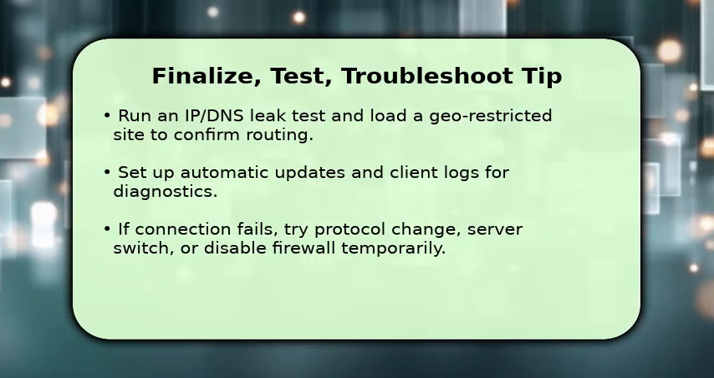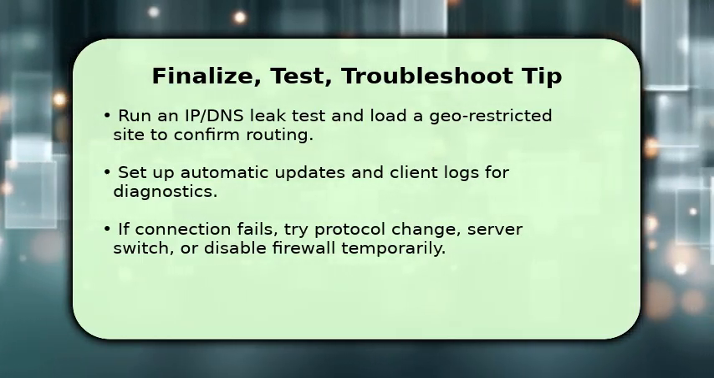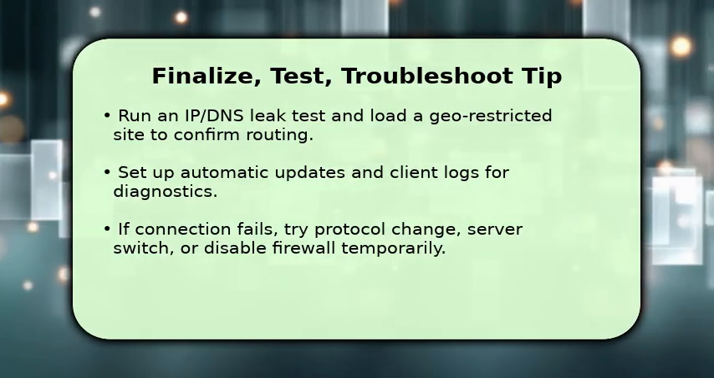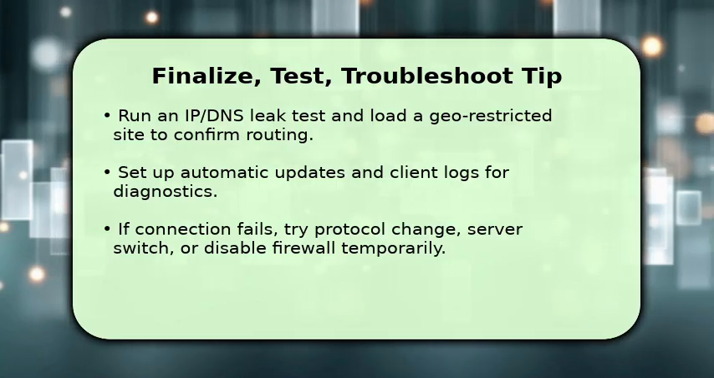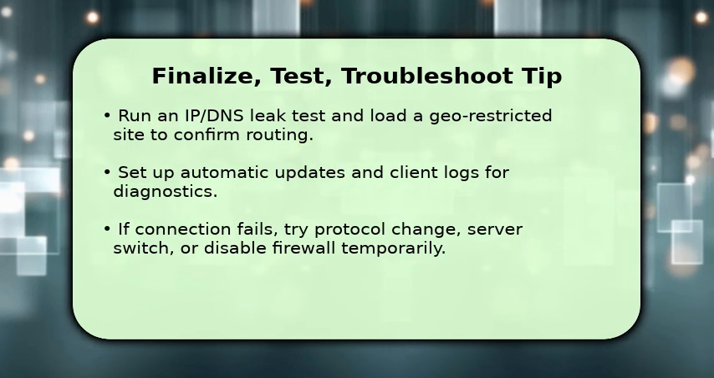Make sure your preferred apps are included in split tunneling rules and test performance during peak and off-peak times. If something goes wrong, the most effective quick fix is to switch protocol or server first. If that fails, temporarily disable the firewall or security suite, then re-enable it.